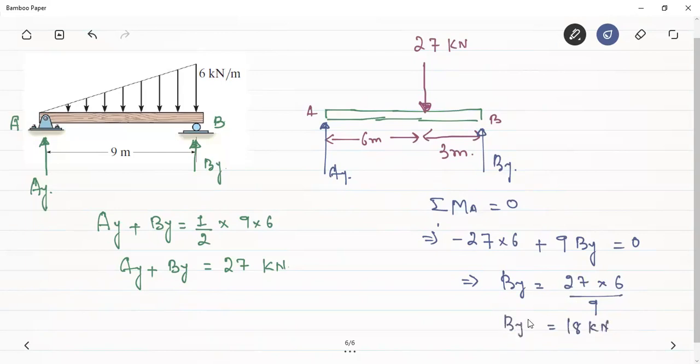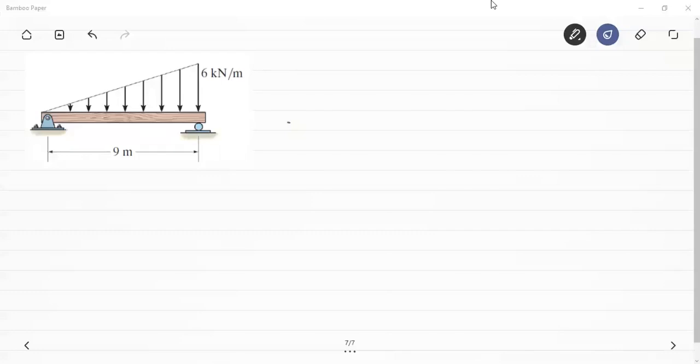The reaction at the support will be equal to 18 kilonewton. AY will be equal to 27 minus 18, that is equal to 9 kilonewton. So we can start drawing the shear force diagram first by considering a section between A and B. If this is A, this is B, we have seen that this reaction is equal to 9 and this reaction is equal to 18.